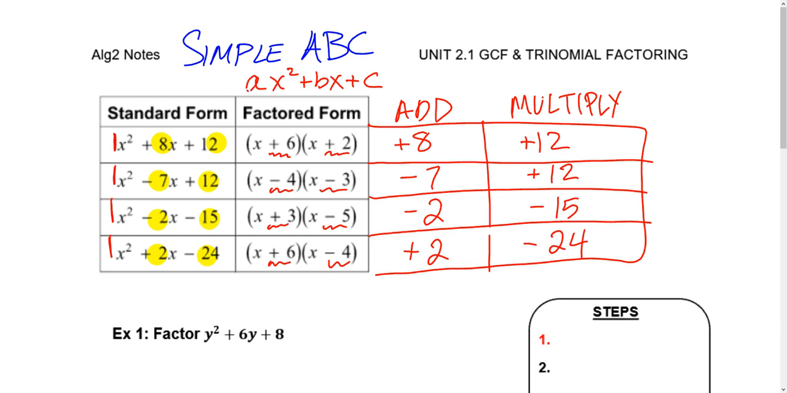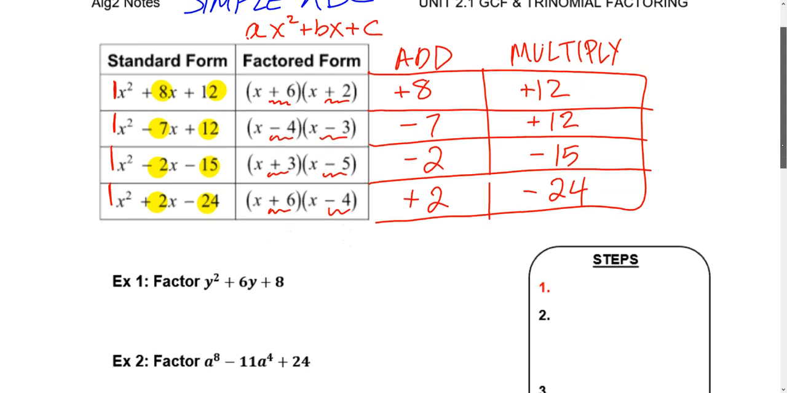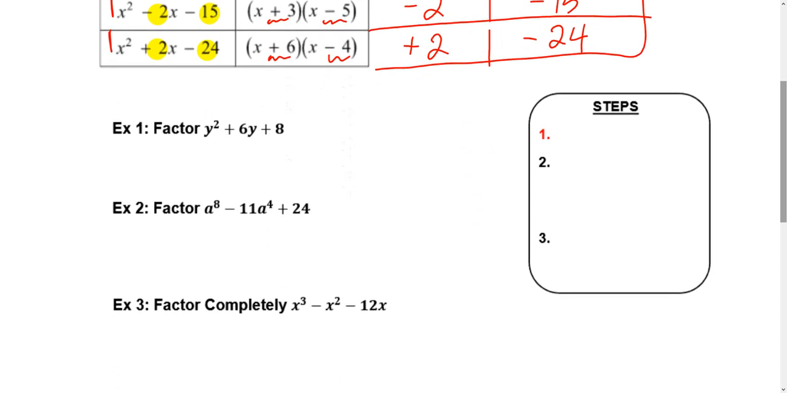So our strategy is actually going to be kind of to work backwards. So I'm going to teach you what that strategy is here on these simple ABCs. So number 1, you always have to check if there's a GCF. So that's the first thing you're going to write down. It's in red because it's not always possible, but you should always check. So always start by trying to take out a GCF.